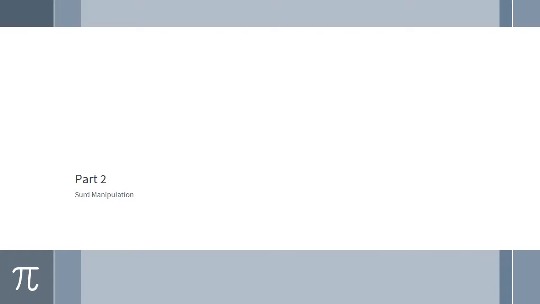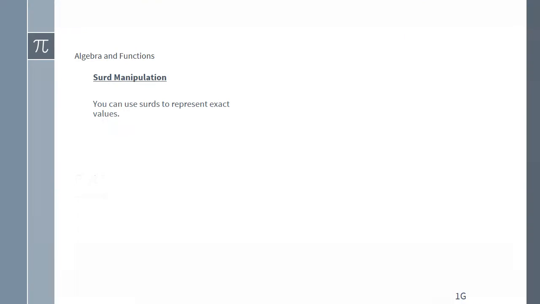Part 2, Surd Manipulation. We use surds to represent exact values. Quite often an exam question will say give your answer as an exact value, in which case a surd may well be a part of the answer. Surds are essentially square root signs or other signs like that, so the square root of AB is the square root of A times the square root of B. The square root of A over B is the square root of A over the square root of B.